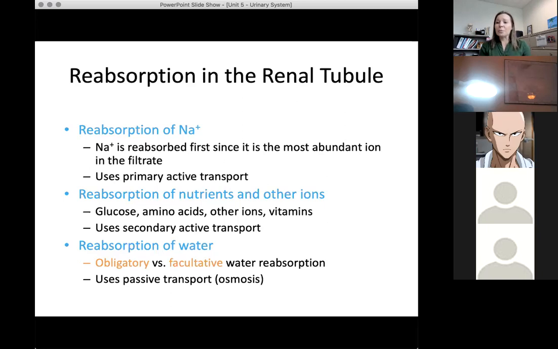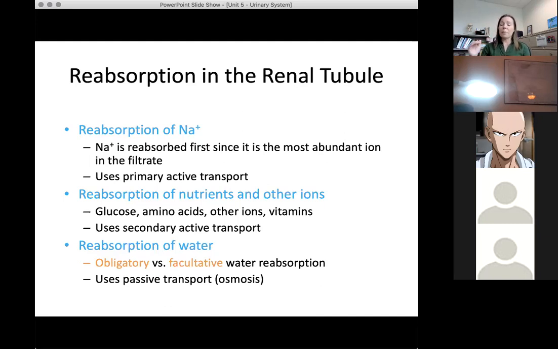Basically, your transporters, these protein channels, they can only work so fast. So there's a certain amount of every substance that can be reabsorbed in 1 minute. But if you have more than that in the filtrate, it just can't get reabsorbed, because these things, like I said, can only work so fast. They can only do so much at a time. So the transport maximum is a measure of that. It's the maximum amount of any substance that can be reabsorbed in 1 minute.